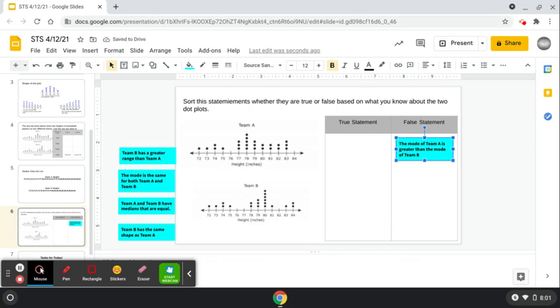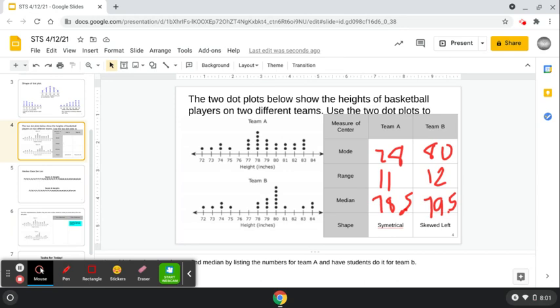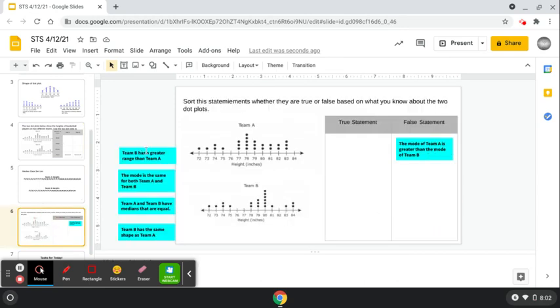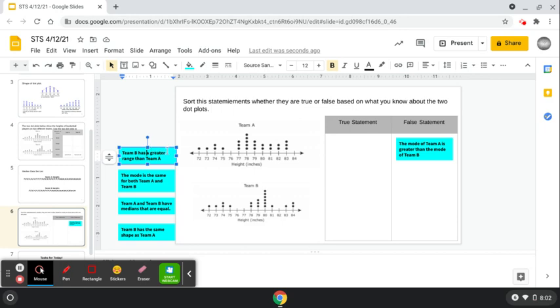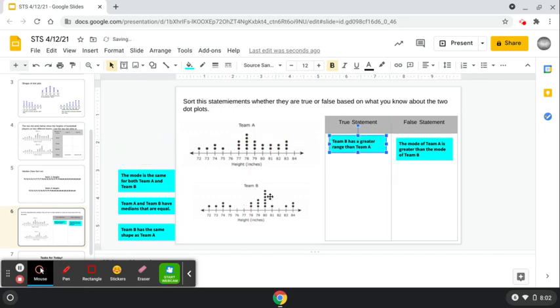Team B has a greater range than Team A. So let's go look at our work here. Team A's range is 11. Team B's range is 12. Again, that would be a true statement because B is greater than A. And honestly, you can just look at that. They both start at 72. One goes to 84. One only goes to 83. So B does have a larger range.